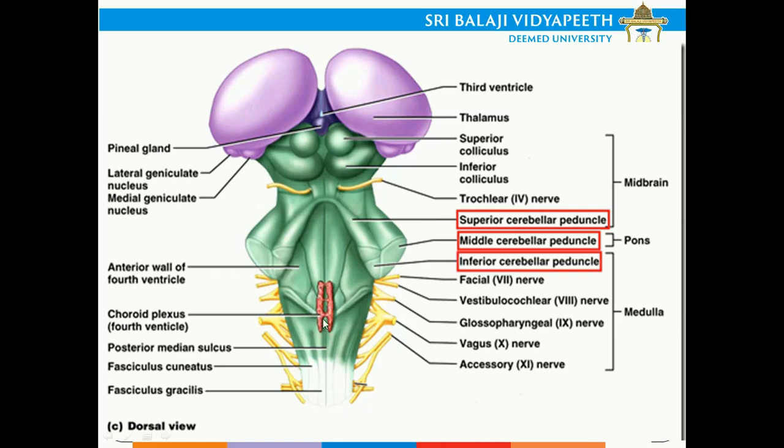Now this is the posterior median sulcus, and this is the fasciculus cuneatus and gracilis, which are the sensory fibers that come from the spinal cord to the brainstem. On either side you can find the facial, vestibulocochlear, glossopharyngeal, and vagus cranial nerves, coming out from the ventral aspect of the brainstem. They are all coming from the ventral aspect, which is why it appears as if they are coming from the back side, because this view is a dorsal, posterior view.